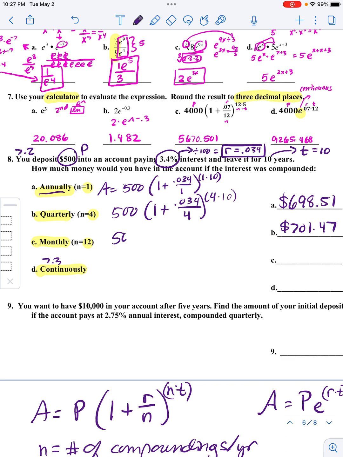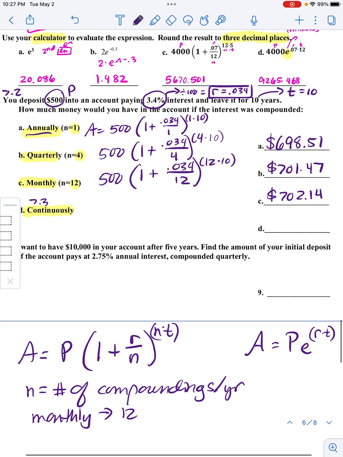Monthly, I still put in 500. This is a 1. I still have the same interest rate, but now it's 12 times a year. And that's 12 times a year for 10 years. So I put that into my calculator, and I got this.